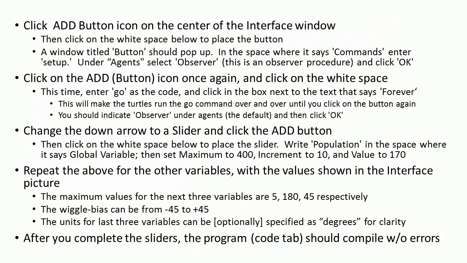Here you can see that we're going to use the add button to put the setup button, and again to set up the Go code. Very simple. We'll illustrate this live in a second. Then we'll use the slider feature to add the 5 sliders with the information shown here for reference. And once we've added all that, then we should be able to go back to the program, the code tab, and it should now compile without errors.